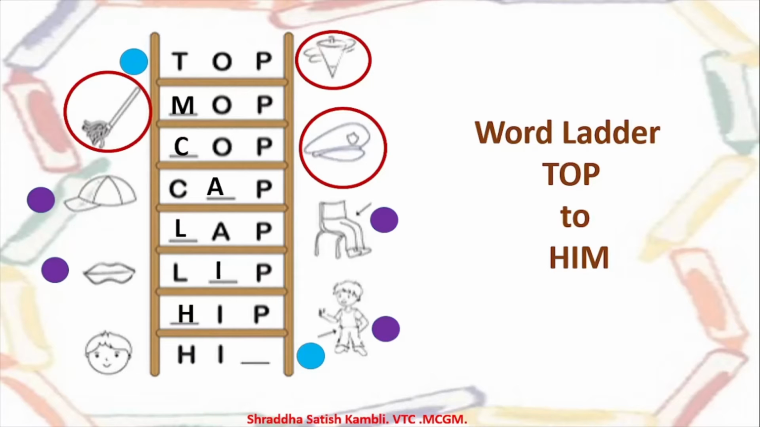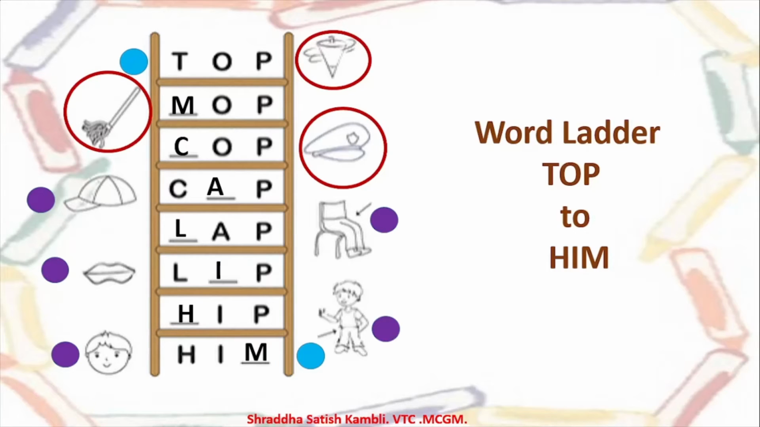And finally you have the last and final word which you're supposed to find out, and that is a boy's face, and so we say H-I-M, him. Okay, so see how we went from top to him. We wrote top, then we wrote mop, then we wrote cop, cap, lap, lip, hip and him. So this is how word ladders are solved.